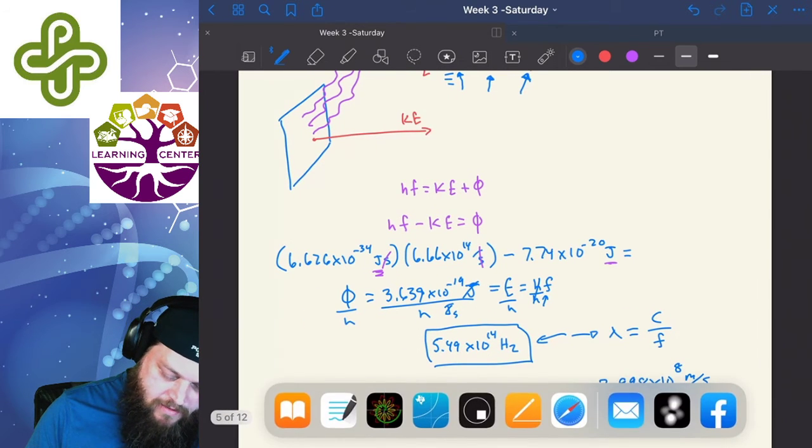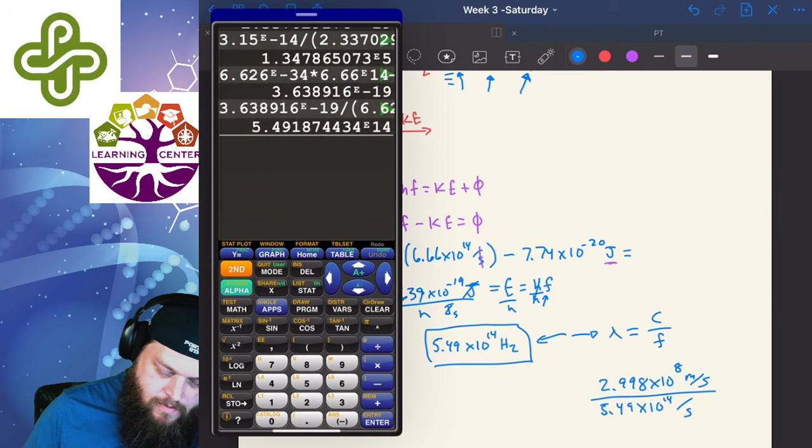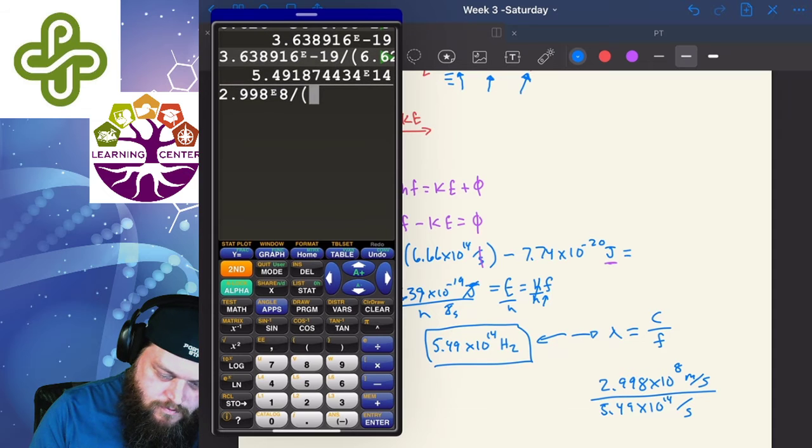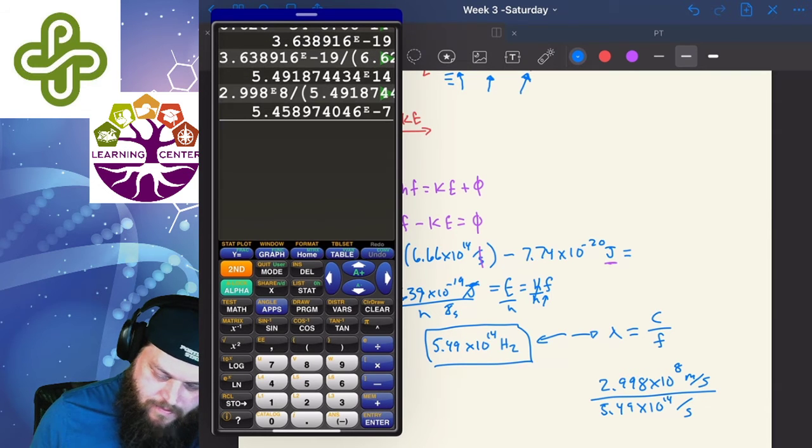Lost my calculator. Let's bring it back. There we go. 2.998 e to the 8th power divided by, I had it just right up here. Let's use it. This is equal to 5.458459 times 10 to negative 7 meters.